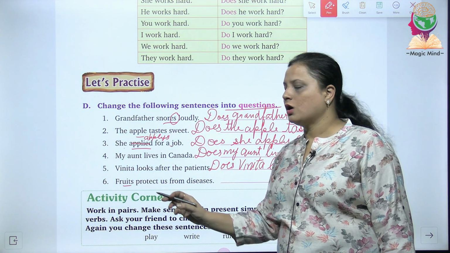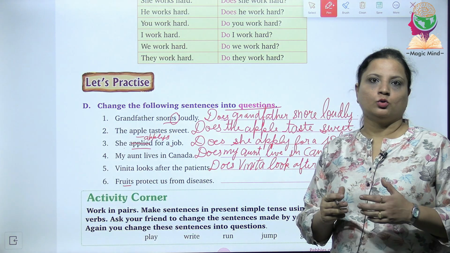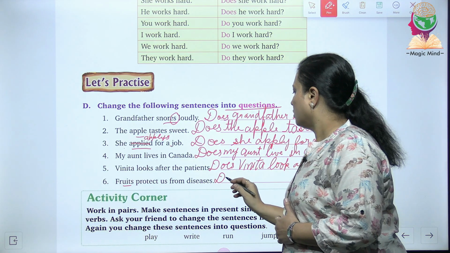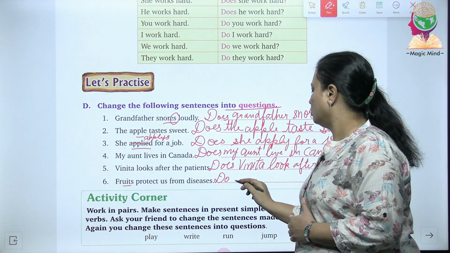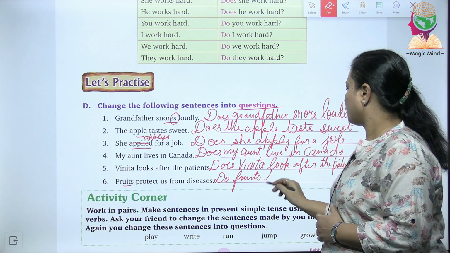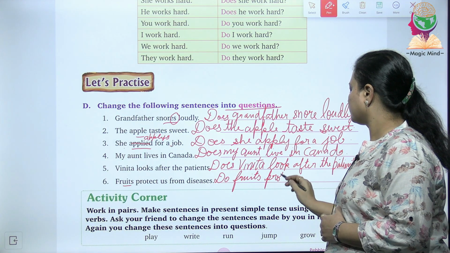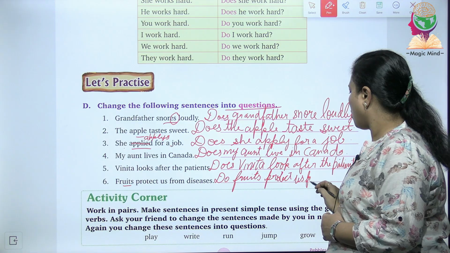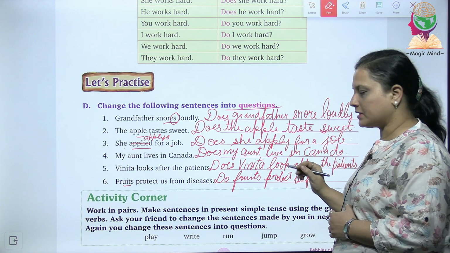And the last one is fruits. They are mentioning fruits as what? It's a plural subject. Hence, we will change it into do. Do fruits protect us from diseases?